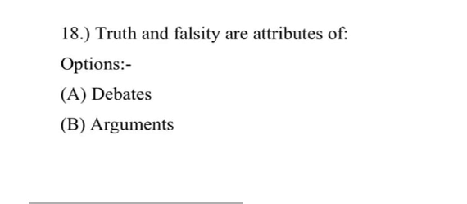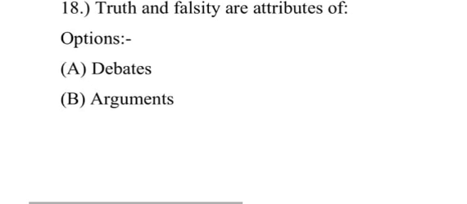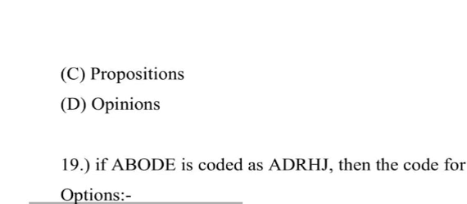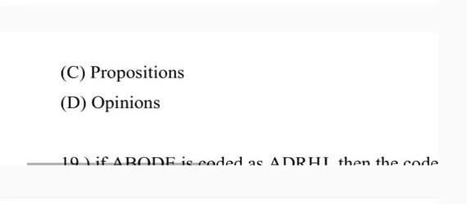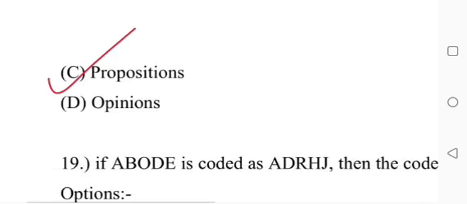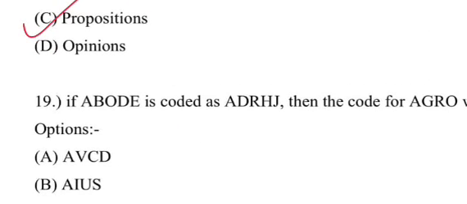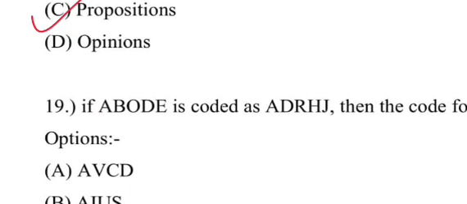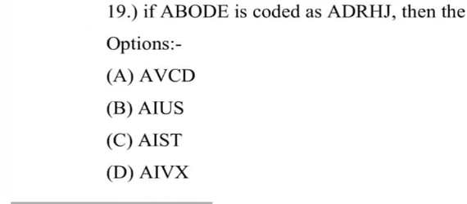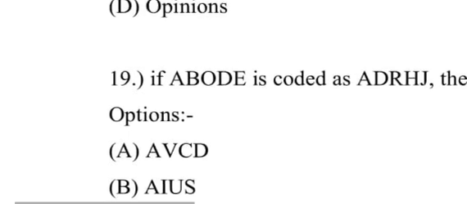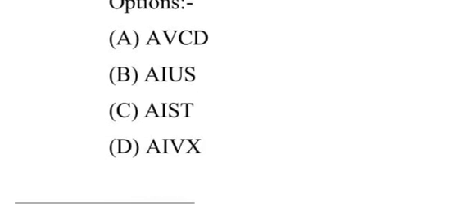Moving on, number 18. Truth and falsity are attributes of what? Debates, arguments, propositions, opinions. It will be number C, propositions. 19. If abort is coded as ADRHJ, then the code for agro will be what? Options are like this: ABCD, AIUS, AISD, AIBX. 19. It will be B, AIUS.